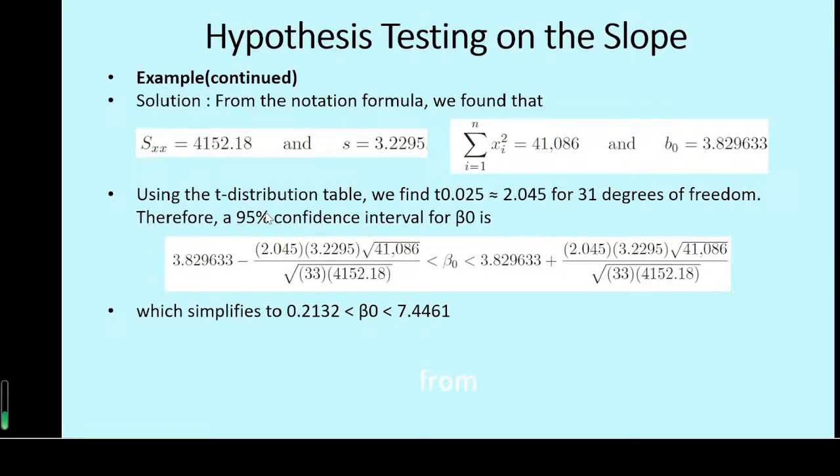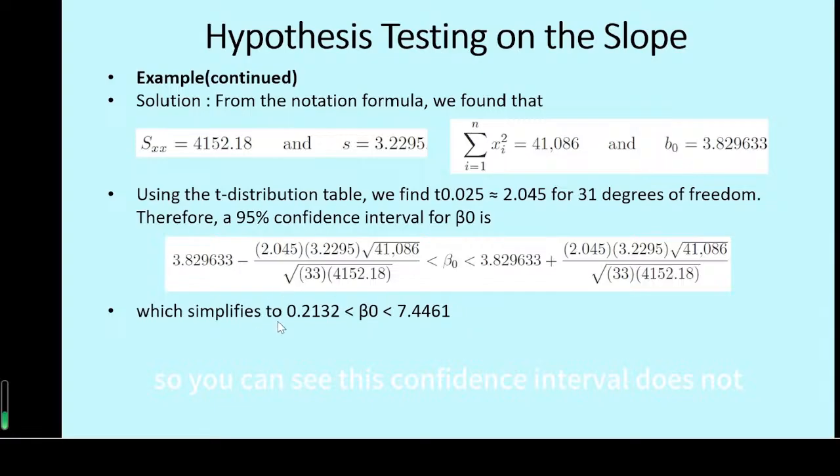Then from the t distribution table, we find the t critical value for 0.025, because we want a 95% confidence interval. So alpha is 0.05, and t half alpha is t 0.025. For 31 degrees of freedom, this critical value is 2.045. Then we fill all the items into the confidence interval formula. We get that the confidence interval for the intercept is between about 0.21 and 7.44.